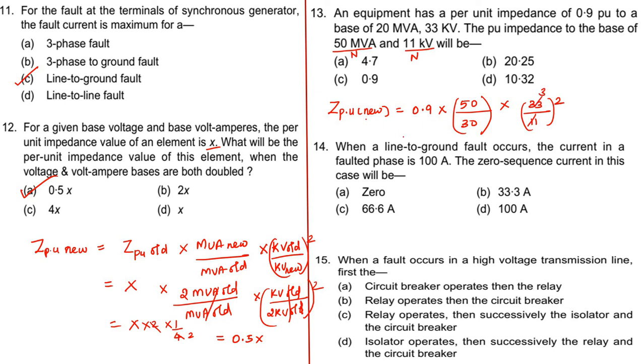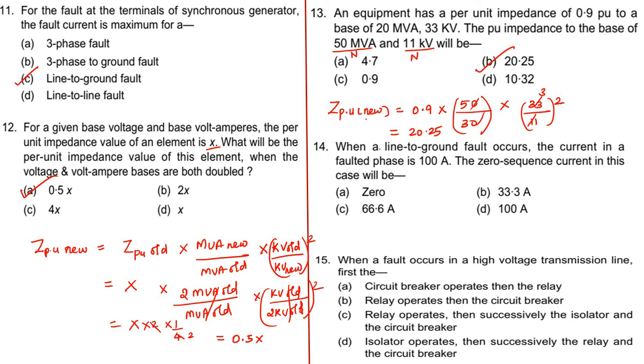So 3 square is 9, 9 into 0.9, 8.1, into 5 by 2. That value is 20.25. Option B is the correct answer.